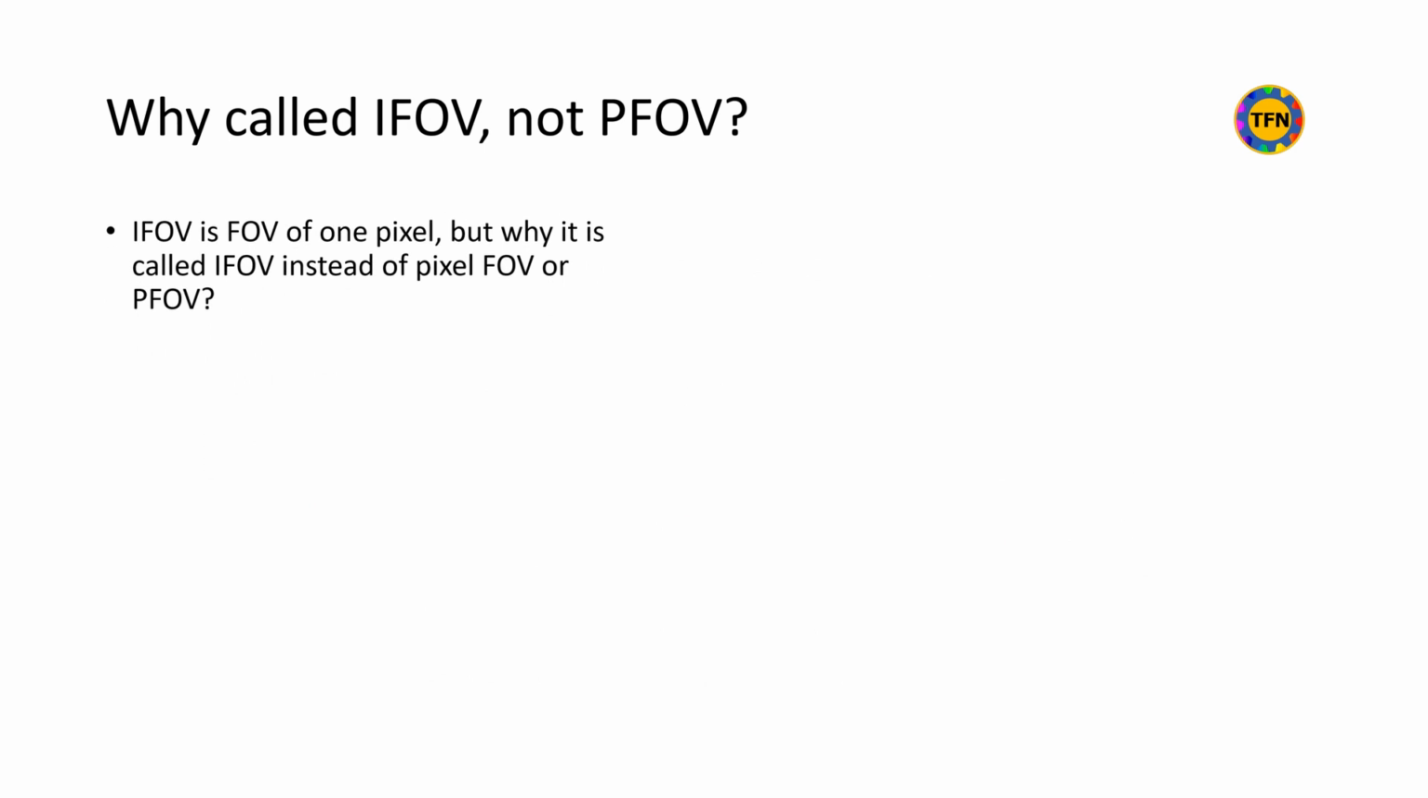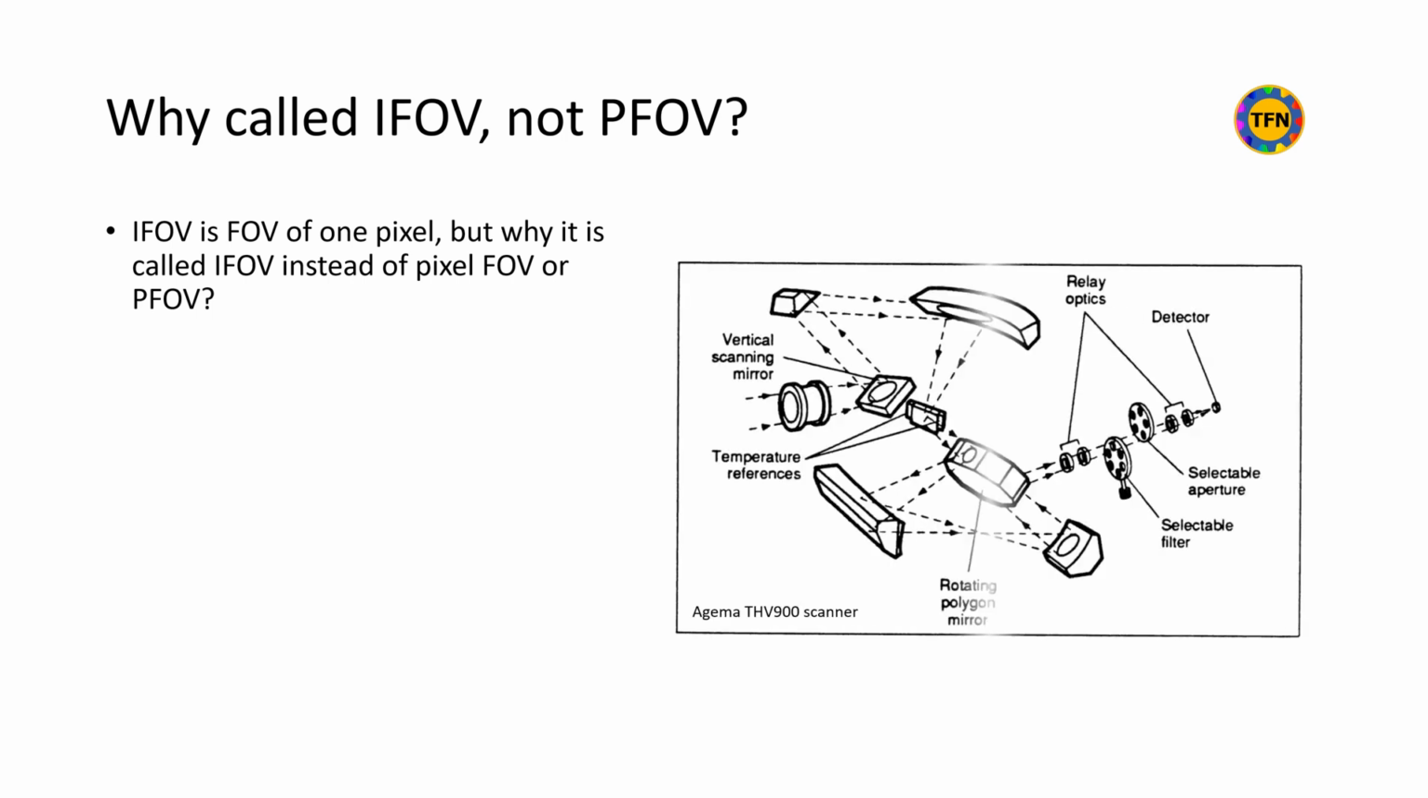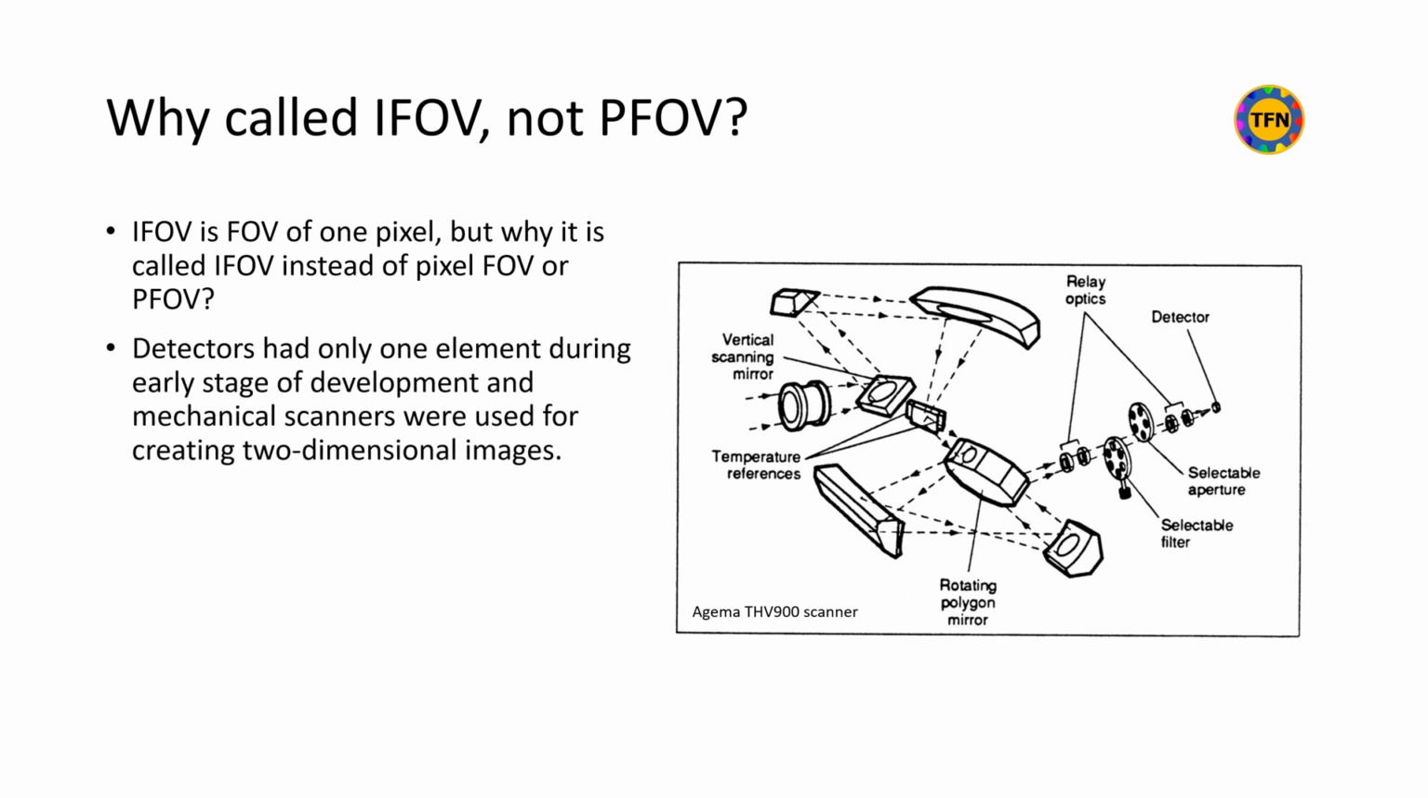IFOV is an odd term for FOV of one pixel. Better term could be PFOV or pixel field of view. Let us review the use of the term IFOV. Detectors used to have only one element during early stage of development, and mechanical scanners were used for creating two-dimensional image.